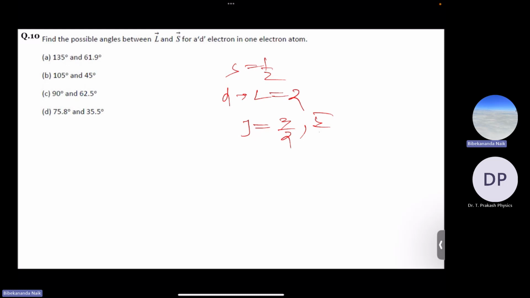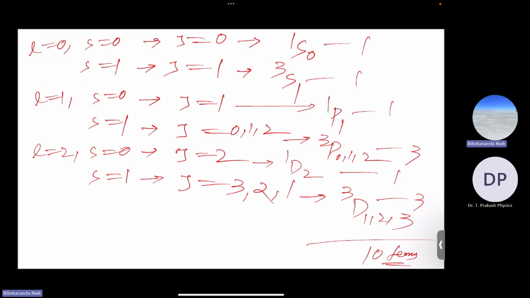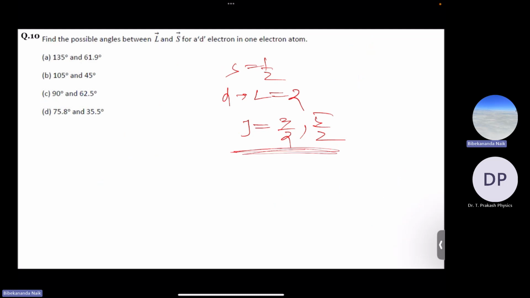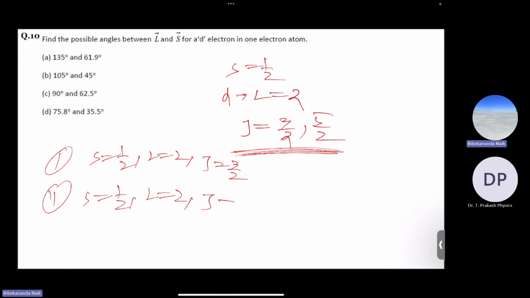So why are there no other values like here? It was 1, 2, 3, 3 terms, but here it is not 3 because if you see, minus half and plus half have a difference of 1, so we have only those two values. So for one case, S equals half, L equal to 2, J equal to 3 by 2. For the second case, S is equal to half, L equal to 2, J equals to 5 by 2.